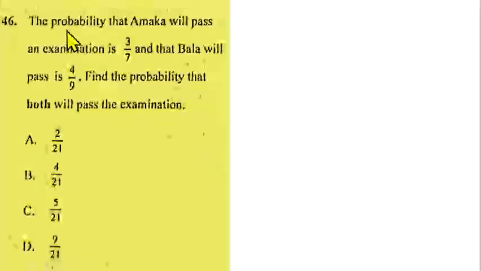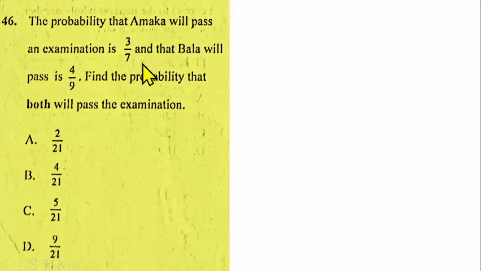Question number 46 is from probability. The probability that Amaka will pass an examination is 3/7, and the probability that Bala will pass is 4/9. Find the probability that both will pass the examination. It's very simple as well.